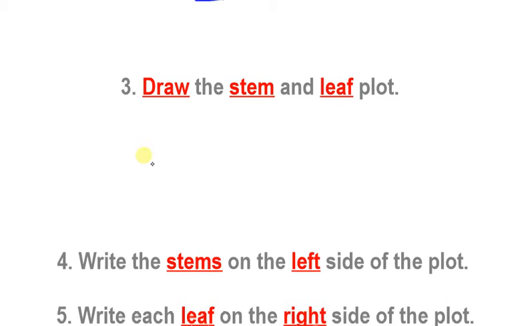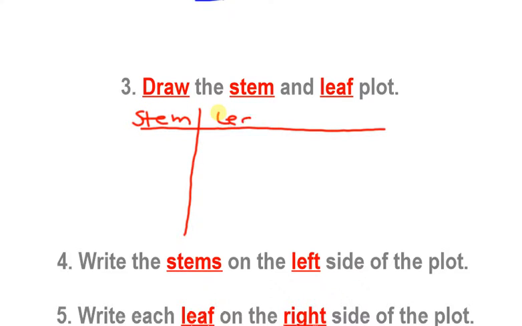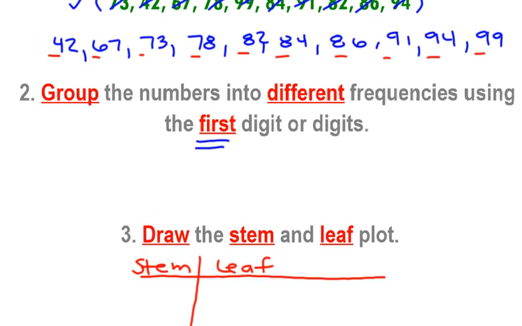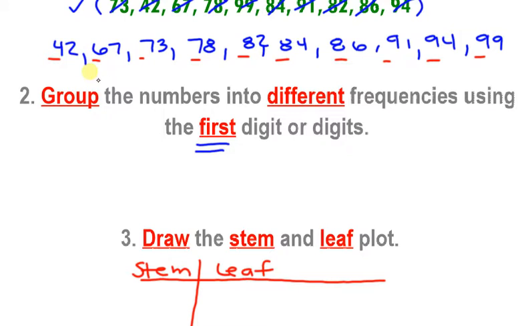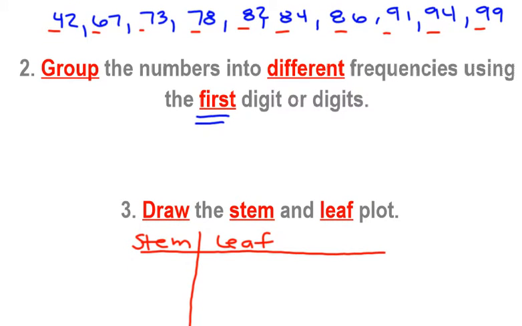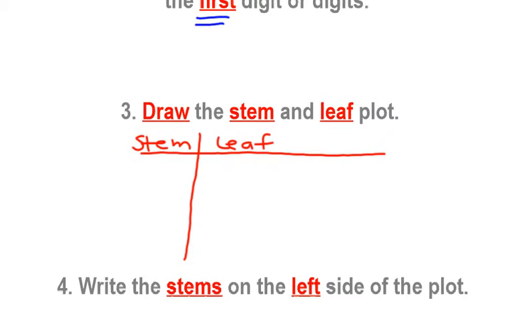All right, so we're going to go ahead and draw the actual stem and leaf plot. It looks like a T-bar. We're going to write stem, and then we're going to write leaf. Now I need to write my stems on the left-hand side of the plot, and my stems were those first digits that I ordered. It's important that you don't skip any numbers. Here I have 4 and then 6, but I want to make sure to write 5 there too. So 4, 5, 6, 7, 8, and 9.